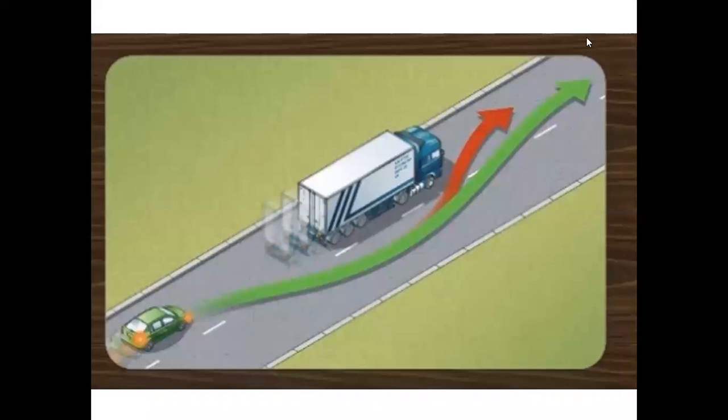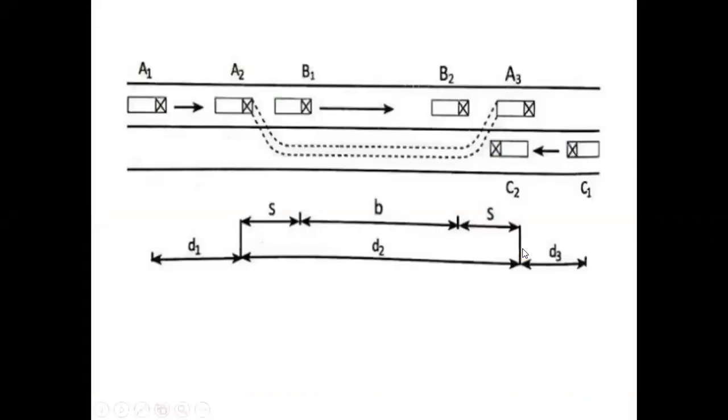Yesterday we were seeing the overtaking sight distance, right? I had told you a lot of assumptions, and what is the process happening here? This is a two-lane, two-way road, strictly restricted to a two-lane, two-way road. You can see vehicle A is fast moving, vehicle B is slow moving, and vehicle C is the one coming from the opposite direction.